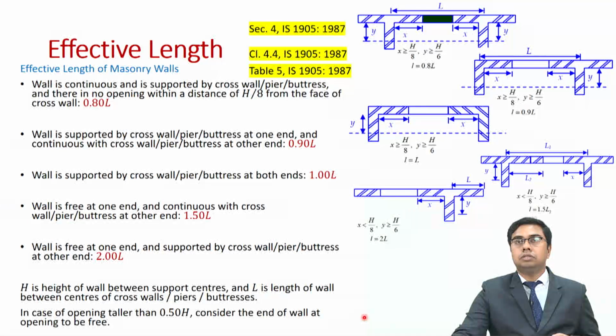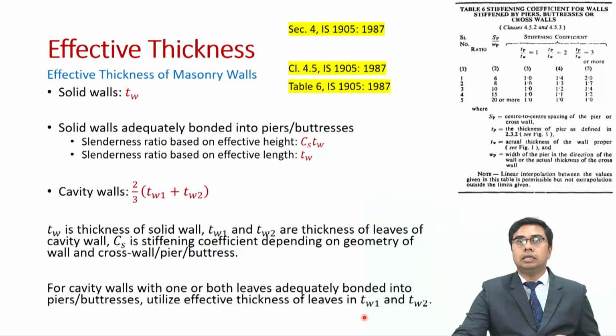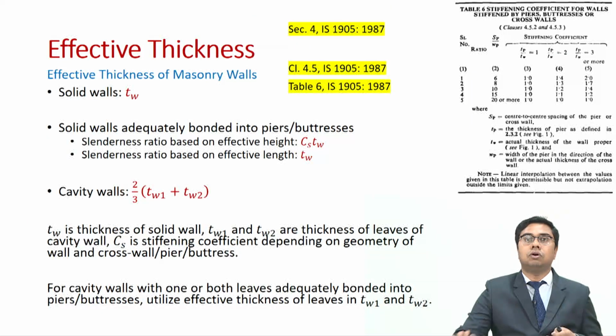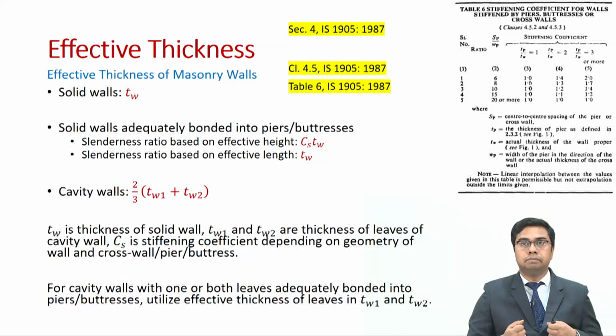Okay, once we have understood the effective length, now let us look into the effective thickness of masonry walls. Now, we can have two types of walls. One is your solid wall, another is your cavity wall. Why do we construct cavity wall? Usually for good thermal insulation. Now, in case of solid wall, the effective thickness is very simple. You can take it as the thickness of the wall.